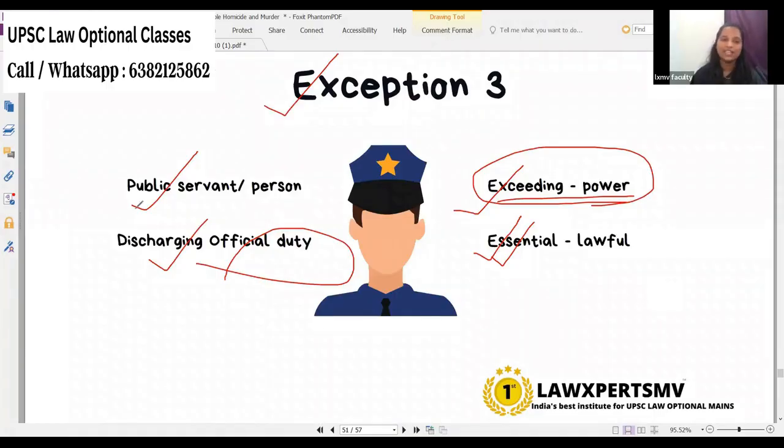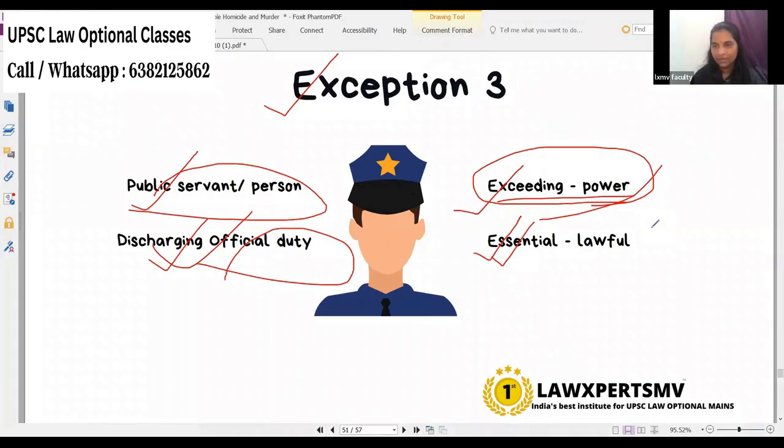Exception 3: if a public servant is doing his duty and while discharging his official duty, he exceeds his power and causes the death of a person. He believes that he is within his power, but unfortunately, he is exceeding it. In reality he is exceeding, but he believes that he's not exceeding. Then that will fall under only culpable homicide and it is not murder by this exception.